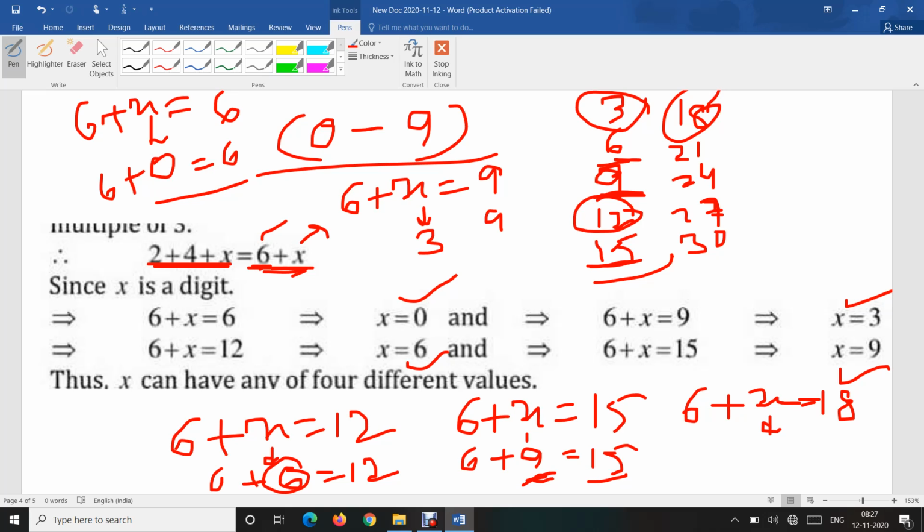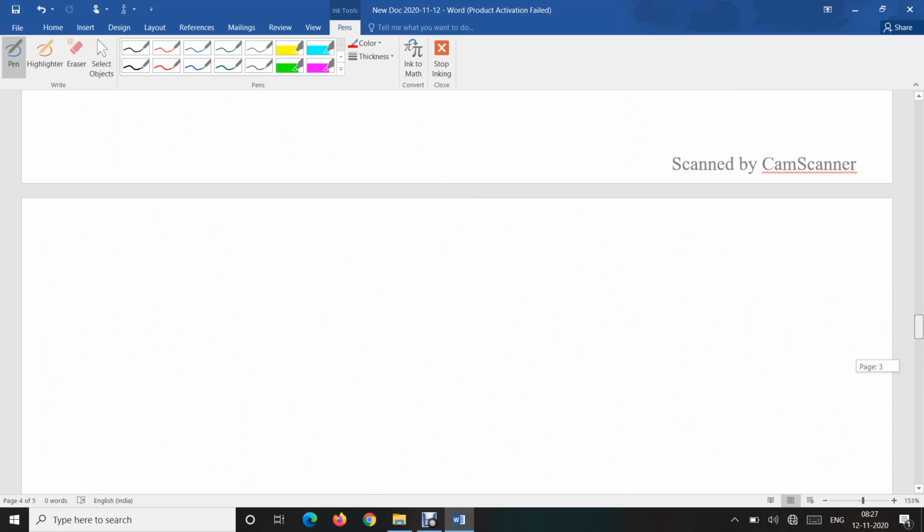So here if we want 18, then what do we have to put at the place of x? Obviously 12. Then 6 plus 12 is equal to 18. But x cannot be greater than 9. X cannot be greater than 9. So the values are 0, 3, 6 and 9 from here. Hope you understand this also.